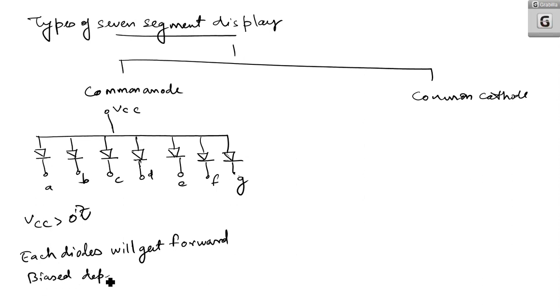Depending on the condition. Okay. That means here the current flows from VCC to A, B, C, D, E, F, G.